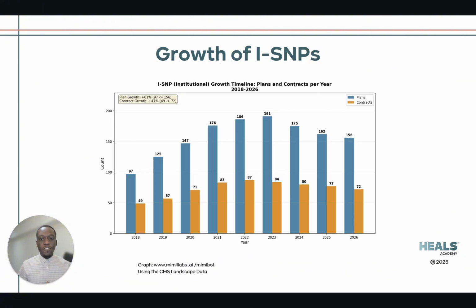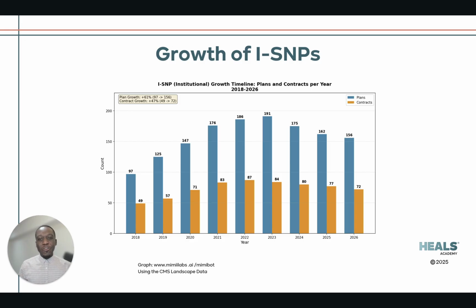Looking at the growth of I-SNPs, just like we've been doing for the rest of them, this data is also coming from Mimi Labs, as I've been talking about. Mimi Labs is a platform with a community that is aggregating publicly available healthcare data in one place where you can easily query the data. If you're in healthcare and want to learn about Mimi Labs, you can go to mimilabs.ai, and we have the Mimi bot that you can leverage to analyze the data. It's really cool, so you want to test it out.